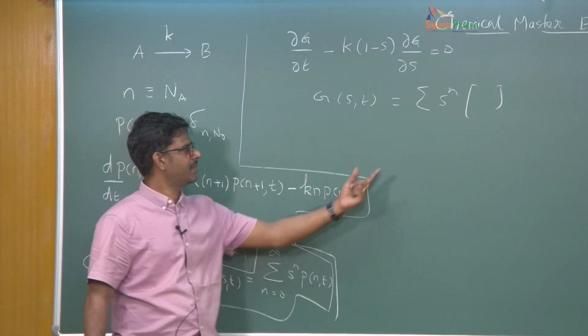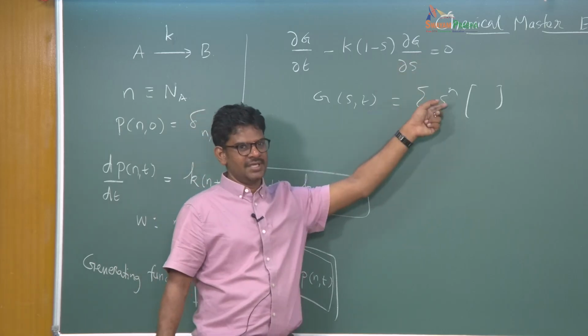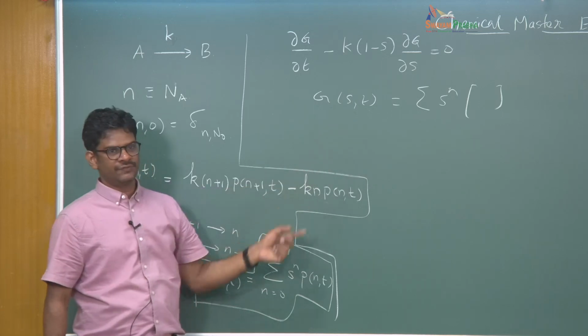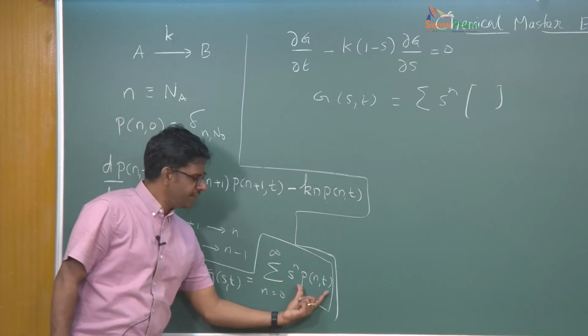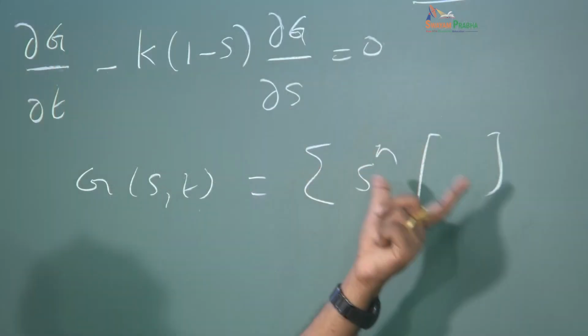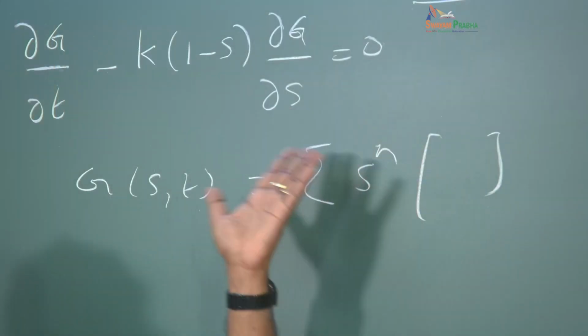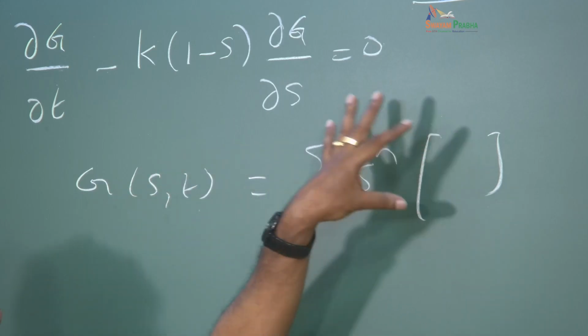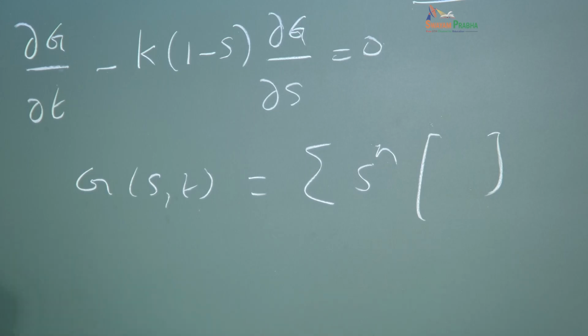right? When I match this solution with the definition, by comparing the coefficients of these two expressions, P of n comma t is nothing but the term that I want to see in this bracket. So my ambition now is to derive an analytical expression for G of s comma t and then put it in this particular form. Then compare the coefficients of s power n and say what is P of n comma t.